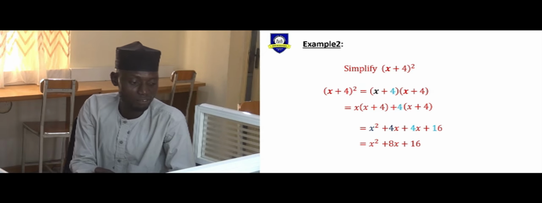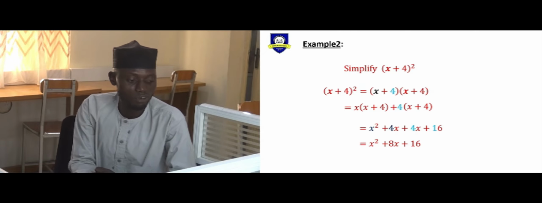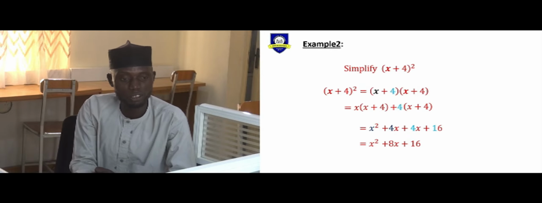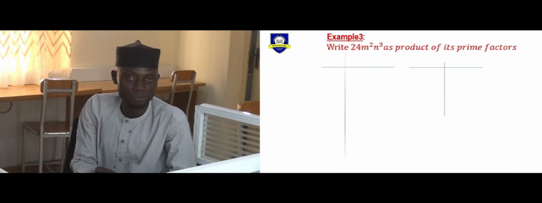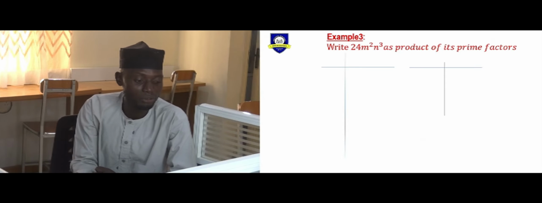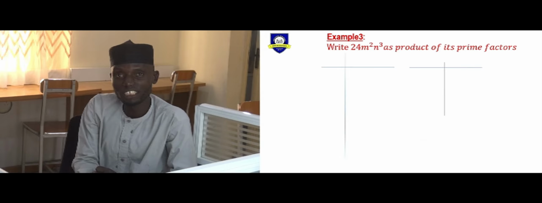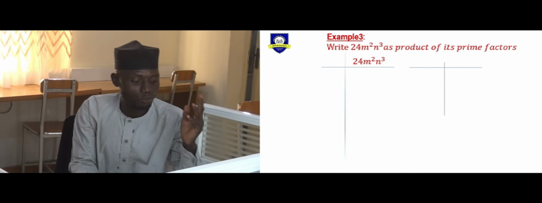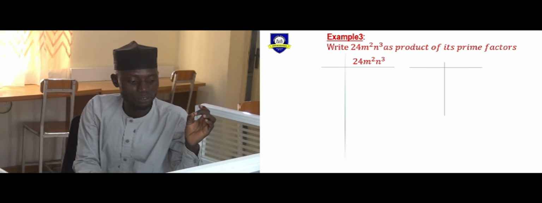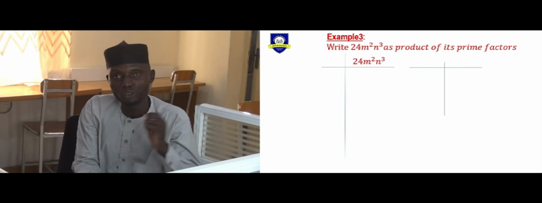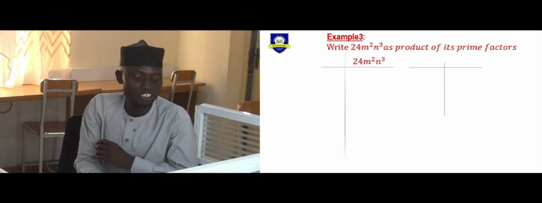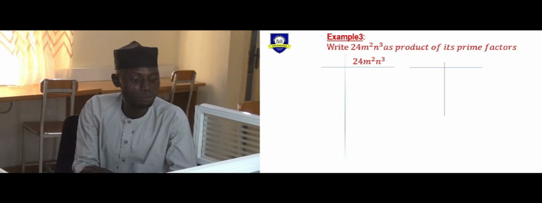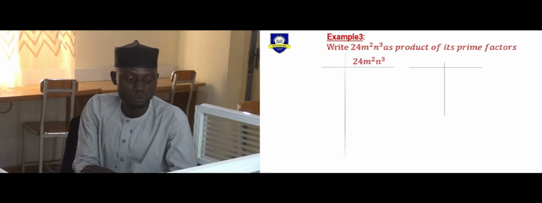Next we have, write 24m squared nq as a product of its prime factors. How do you go about this? You write your 24m squared nq. 24 is the coefficient of m squared nq. So we continue dividing the 24 by the least factor. The least factor that can divide 24 into equal parts is 2. So we divide 24m squared nq by 2. 24 divided by 2 gives 12. So m squared nq remains.